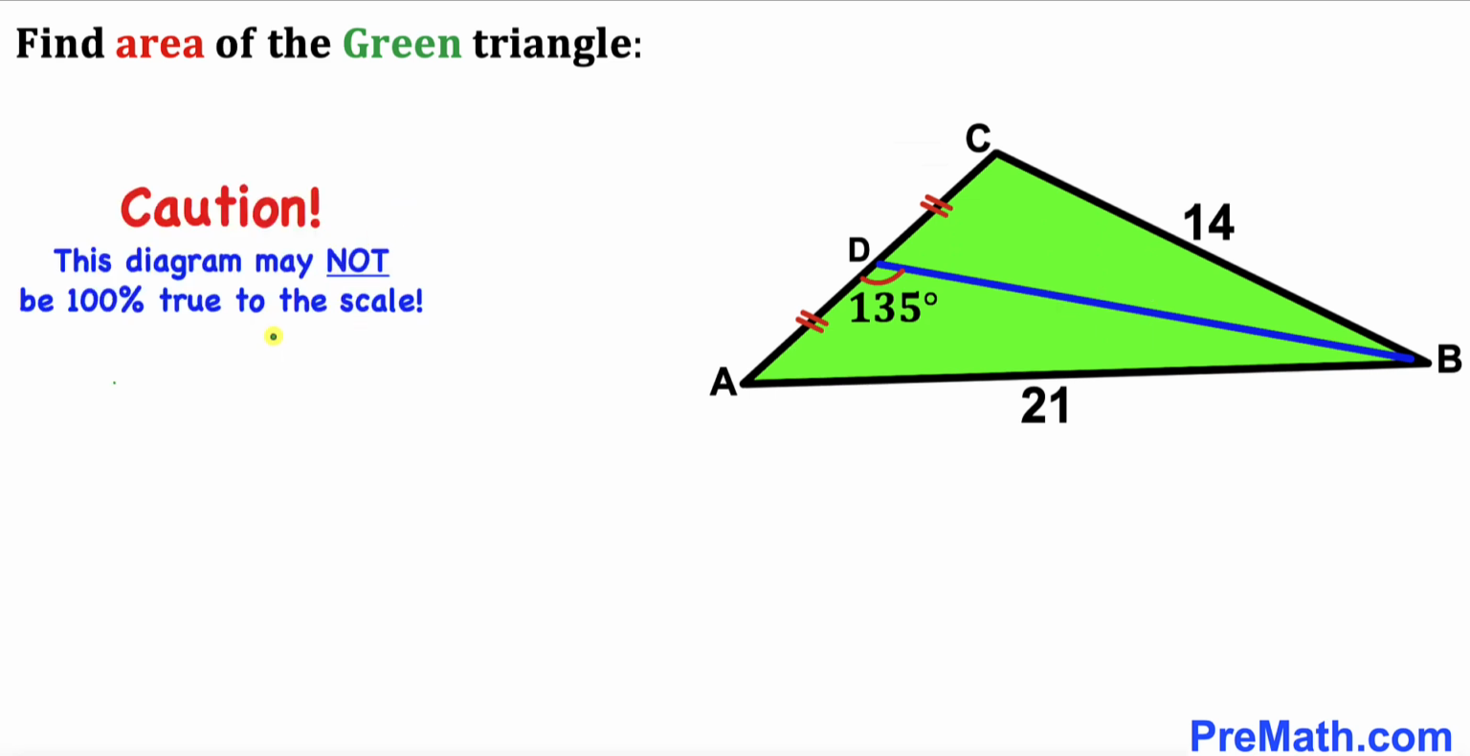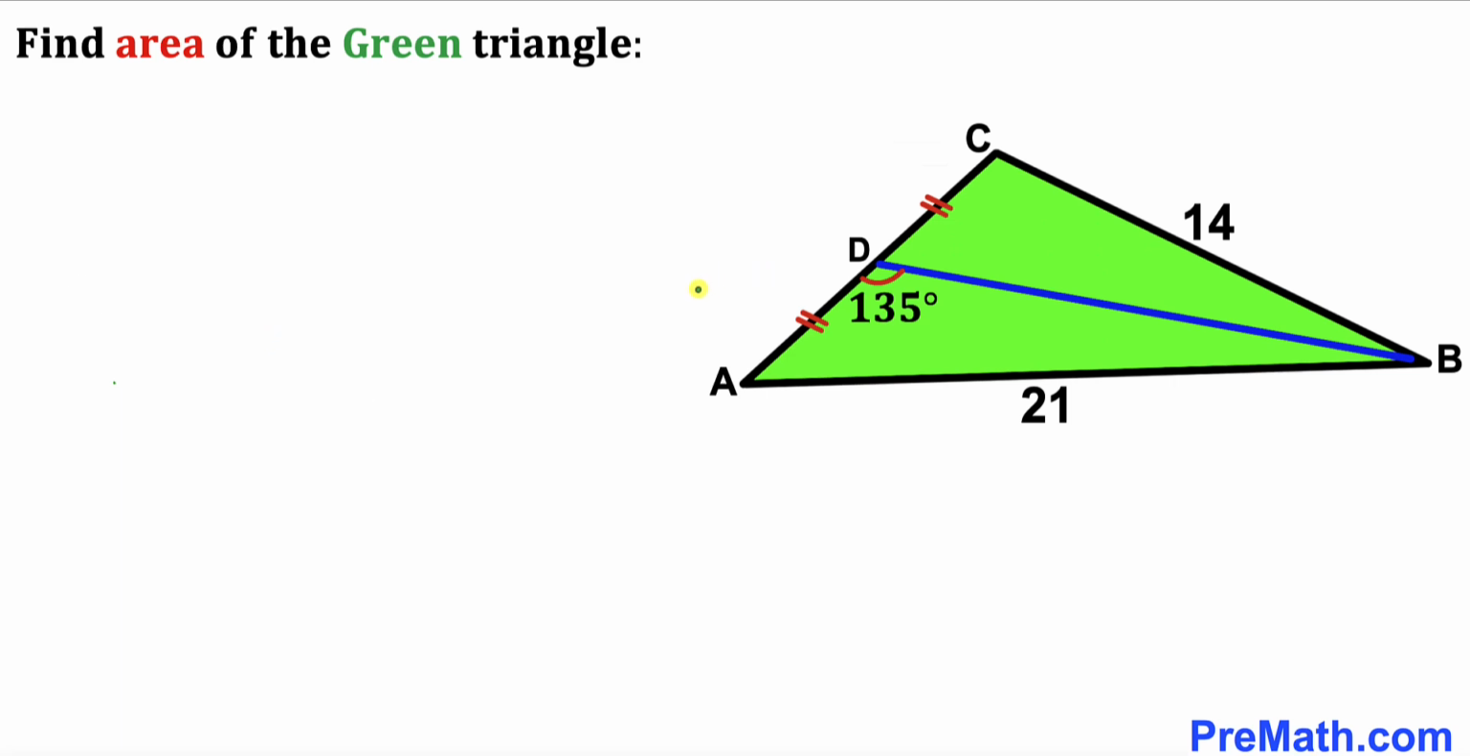Please keep in mind that this figure may not be 100% true to scale. Let's go ahead and get started. Here's our very first step. We know that these two segments are equal in length. Let me label this AD segment as X and this CD segment X as well.